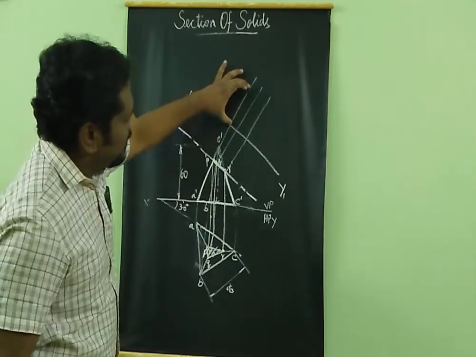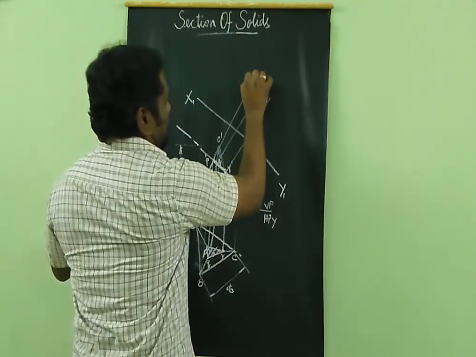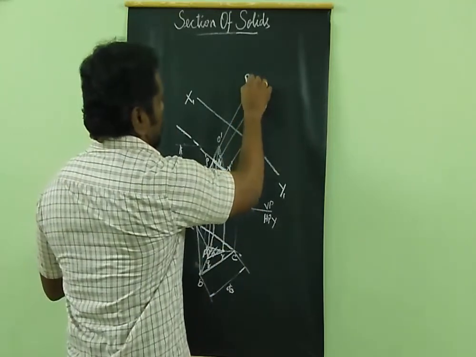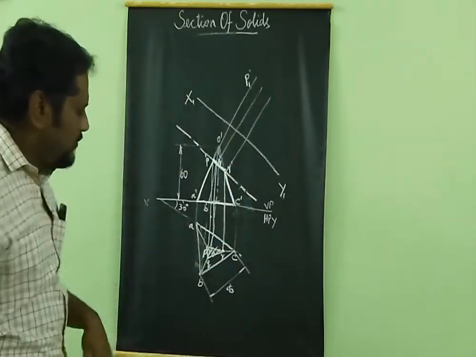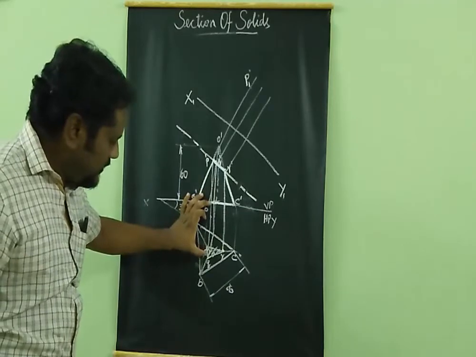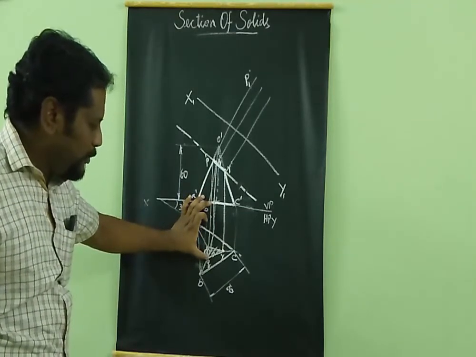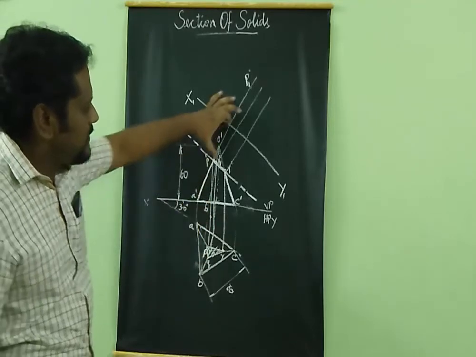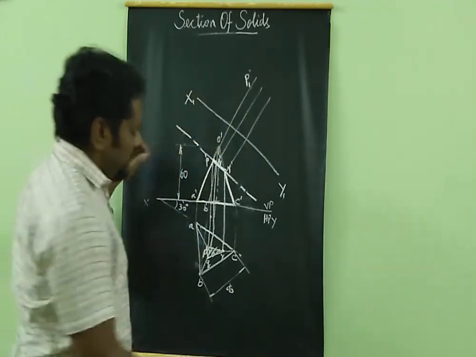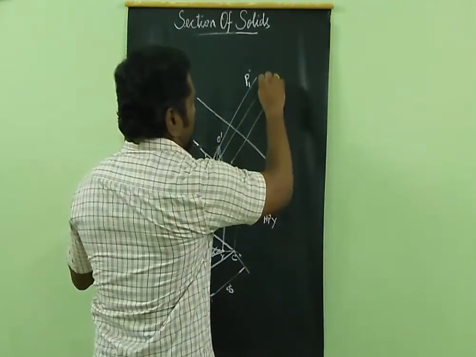Cut the arc here. This will be your point P, P1. Okay. Then measure this distance from the XY line. For point Q, measure this distance. Cut it here. You will get your point Q.